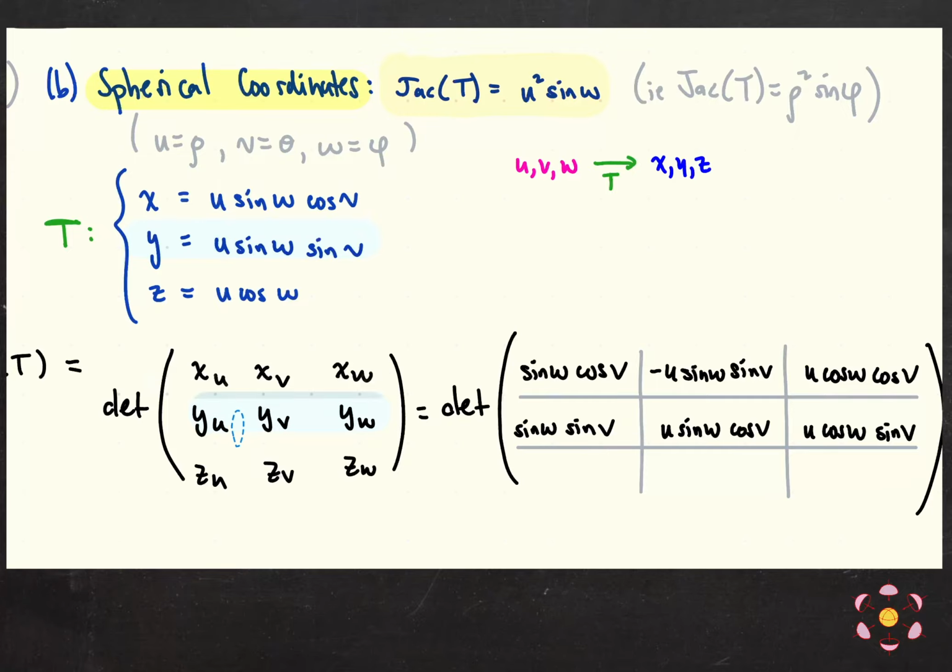Okay, and moving on to the next row. Okay, what do we have? So the partial derivative of z with respect to u, cosine w. Partial derivative of z with respect to v, 0. Partial derivative of z with respect to w, negative u sine w. All right.